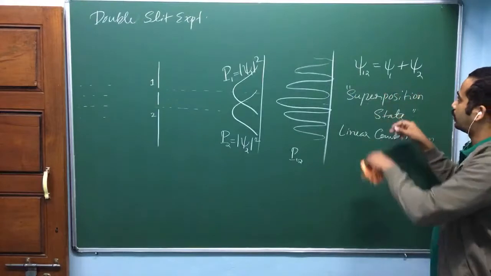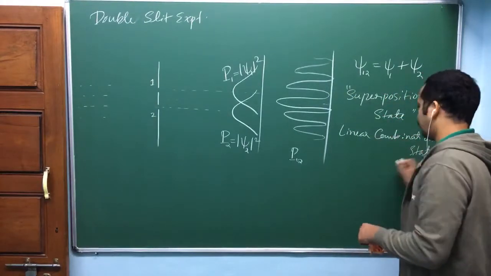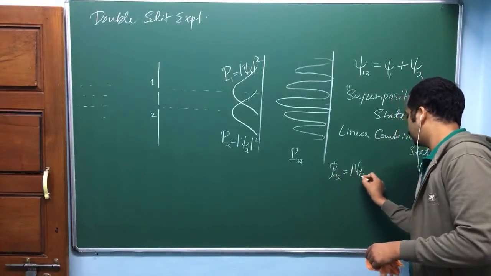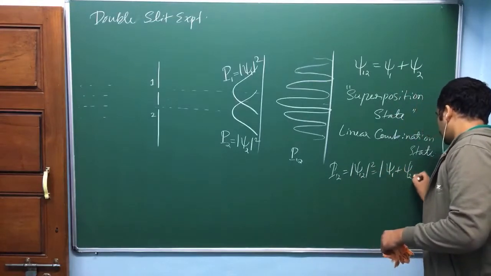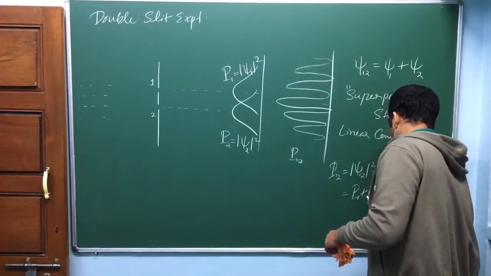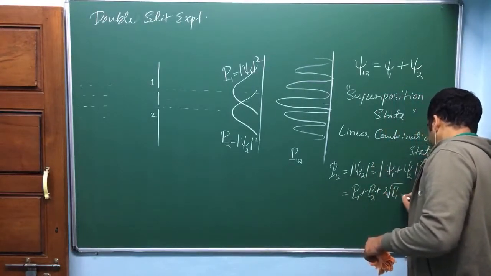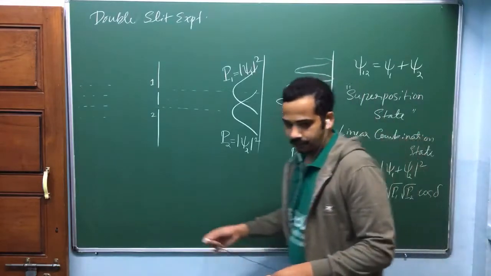So the mod square will give the probability for the linear combination state. That P12 is equal to mod psi 12 the whole square, that is mod of psi 1 plus psi 2 the whole square. This will give us P1 plus P2 plus 2 root P1 root P2 cos delta. Is that okay?